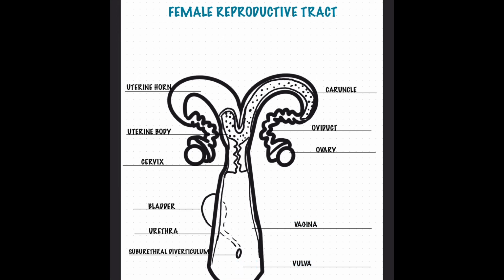And then we have the bladder, which is just where the urine's held, and it's kept to the side of the animal's reproductive tract, so behind it. And then we've got the urethra and the suburethral diverticulum, whose purpose is just to expel urine from the body.